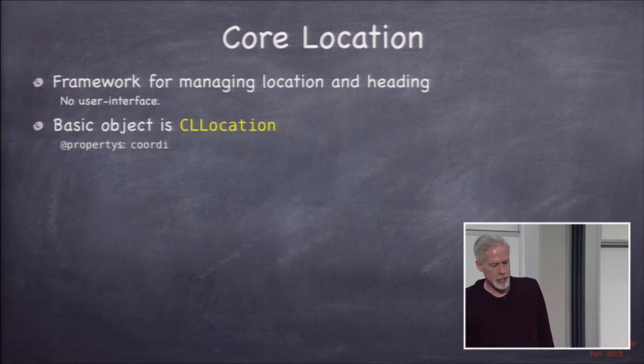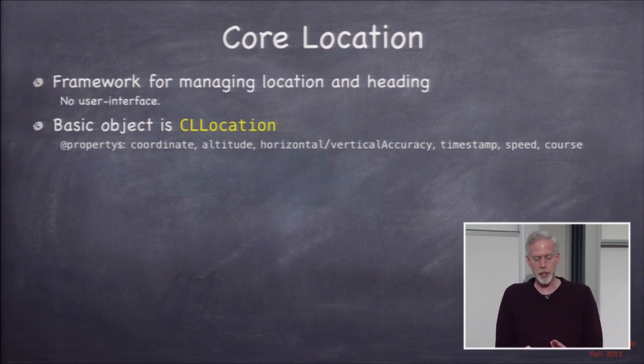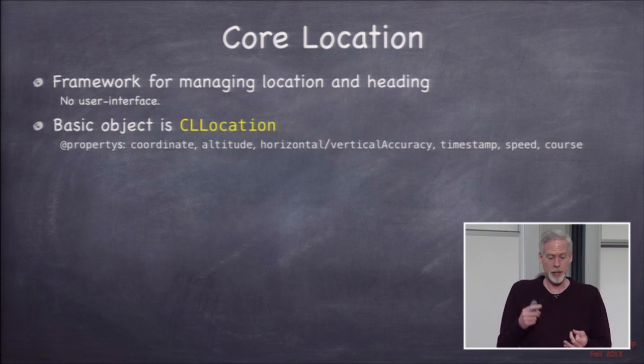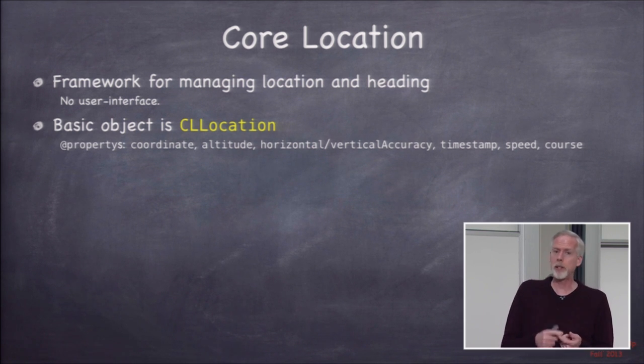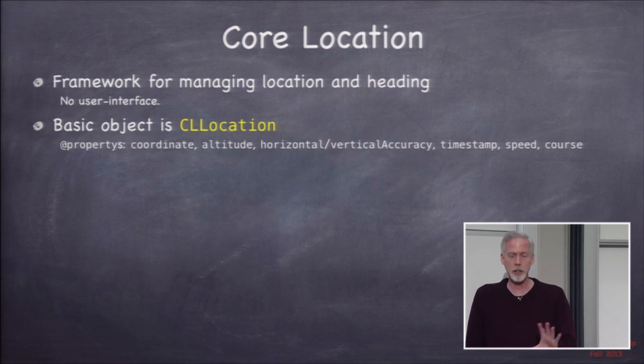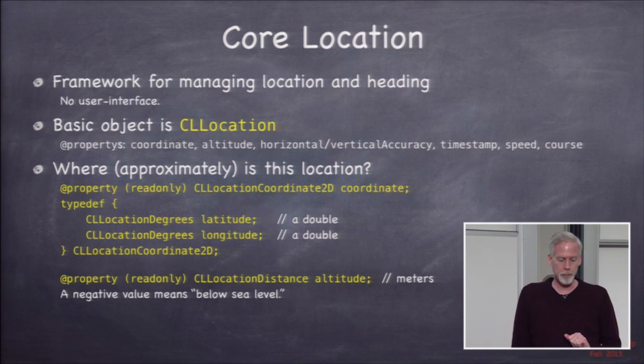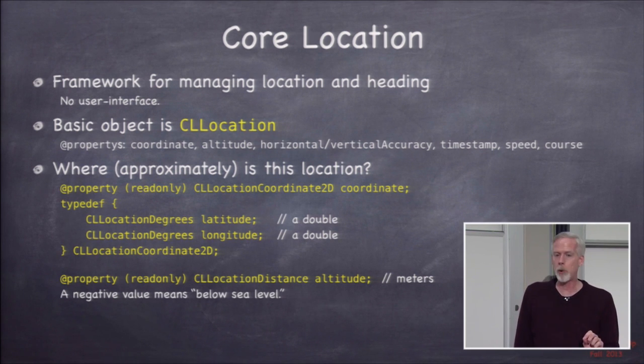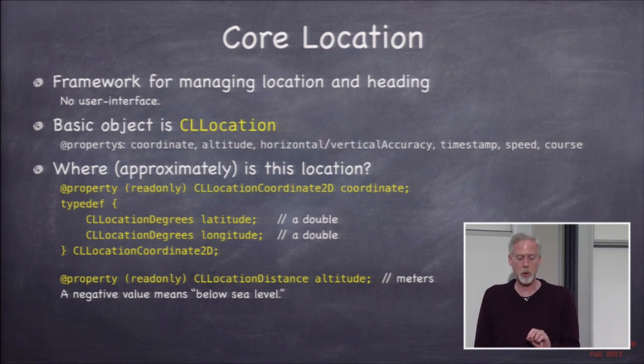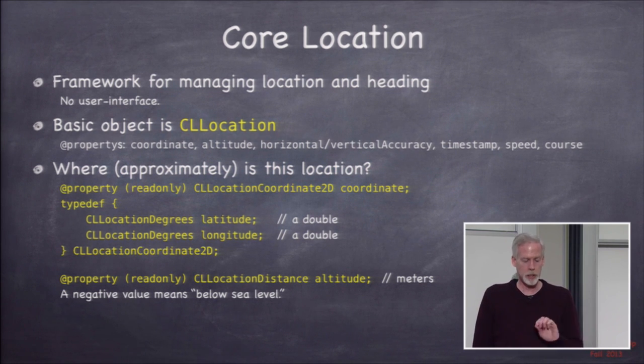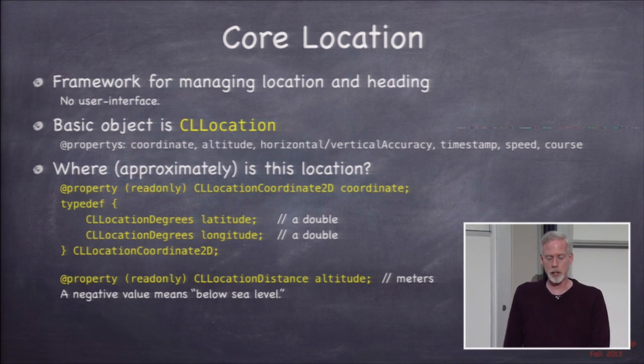So its basic object is a CLLocation that includes a coordinate, which is latitude and longitude, altitude, horizontal and vertical accuracy. We'll talk about why that's important. Timestamp, speed, course, things like that. That's the CLLocation object. It has this very important property called coordinate, which is a C struct, CLLocationCoordinate2D. Inside is just a CLLocationDegrees, which is essentially a double, for latitude, and another one for longitude. And the altitude is in meters. So this is the basic object in Core Location.